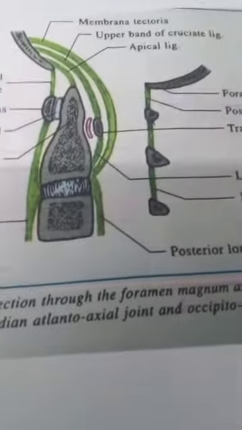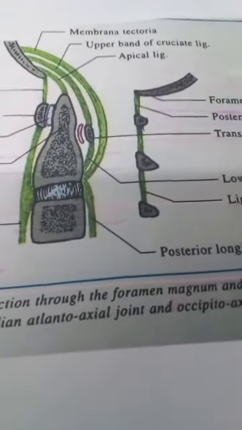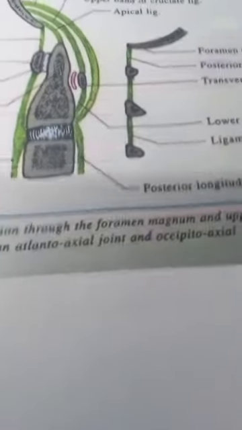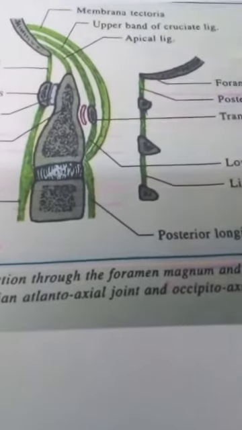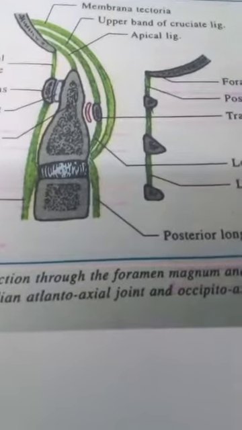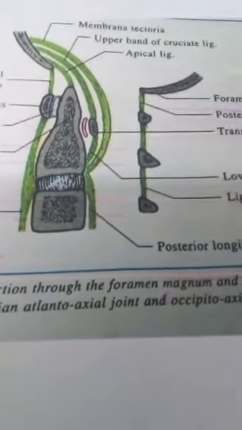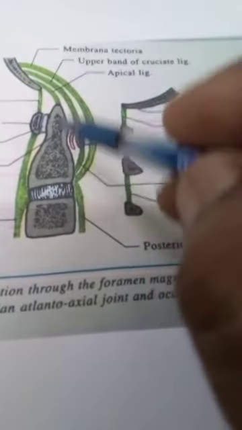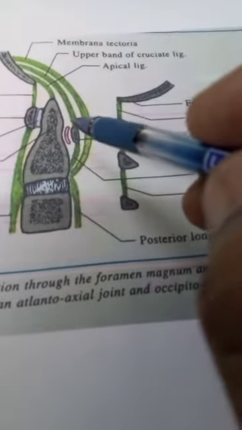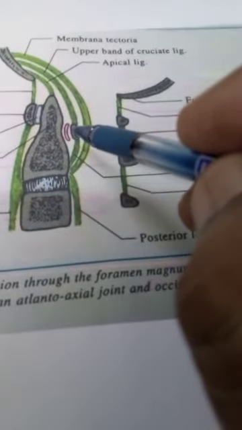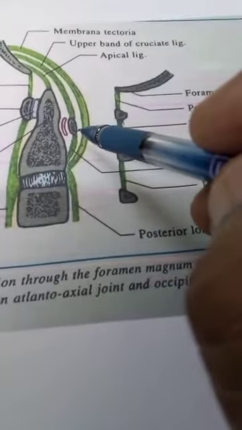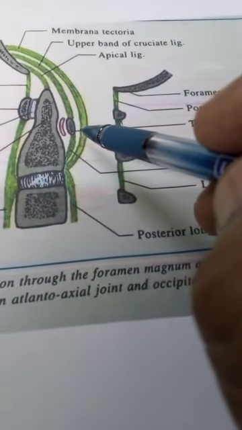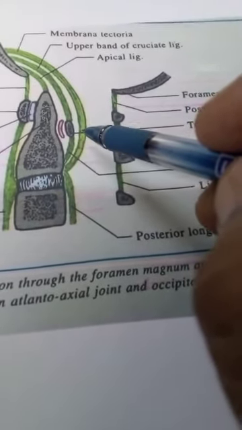Now, the applied anatomy. Death by judicial hanging may be due to rupture of the transverse ligament of the atlas or fracture of the dens of the axis. As a result, the atlas is dislocated from the axis and compresses the spinal cord with fatal outcome.